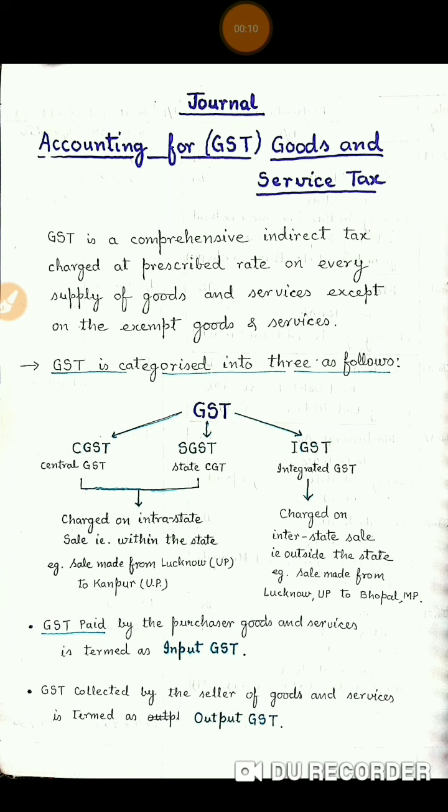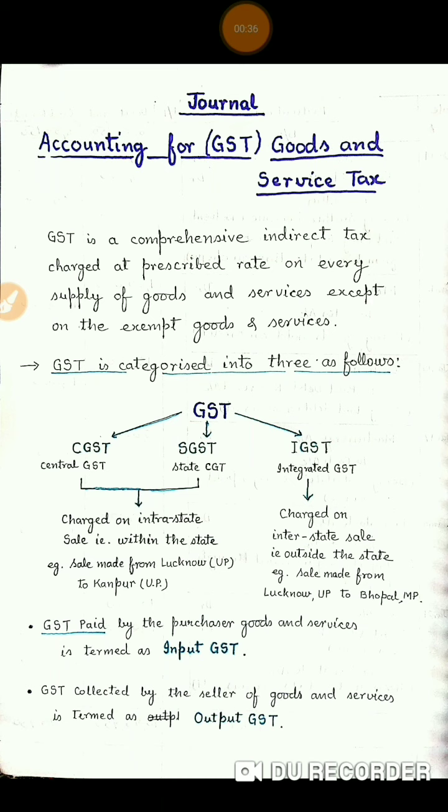Children, we have been discussing journal. We have learned so many methods and concepts under this chapter: how to journalize business transactions. We have learned in two ways, modern rule and conventional rule.